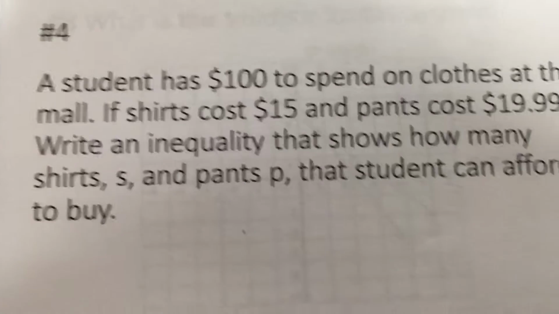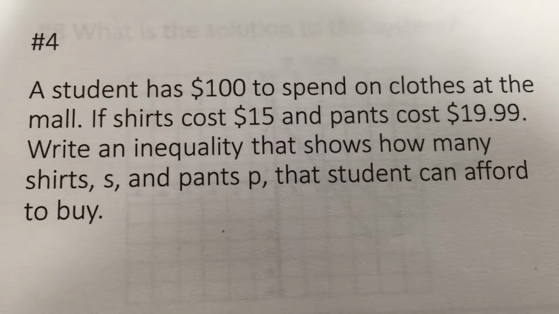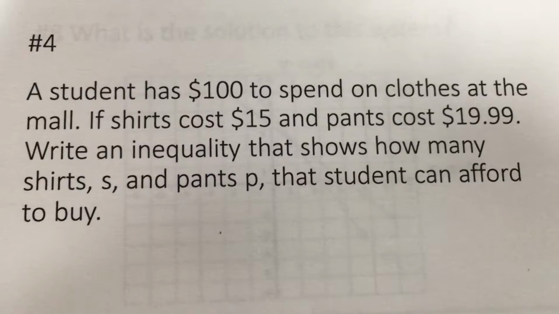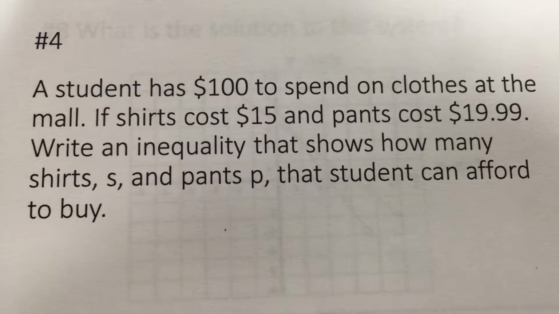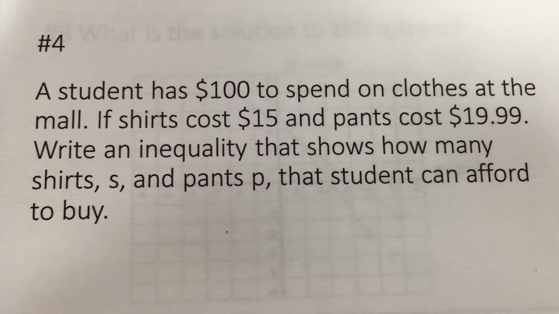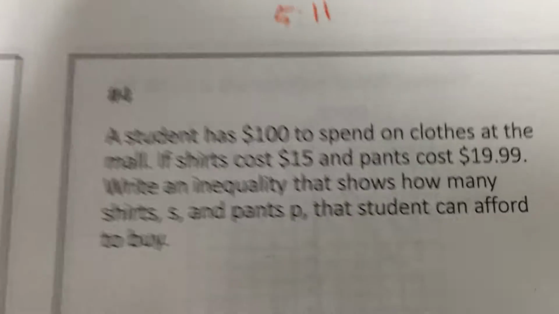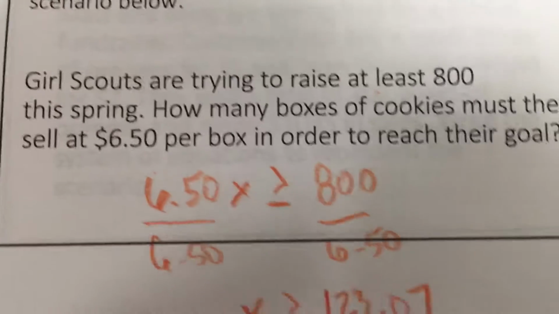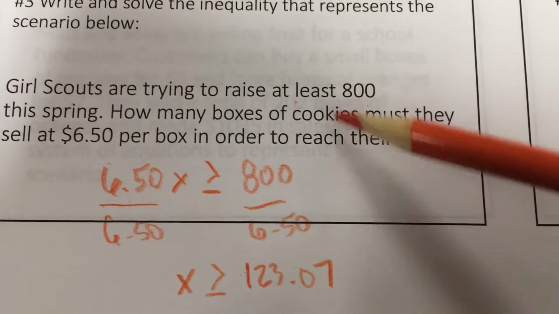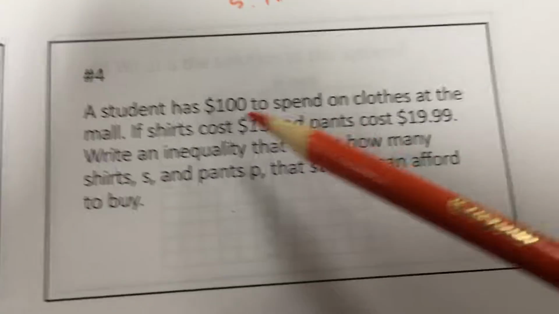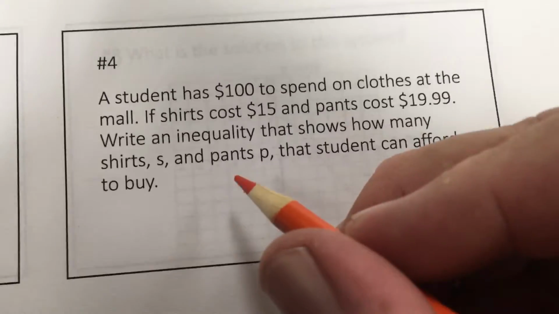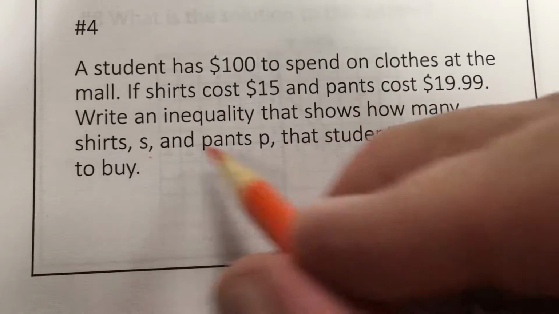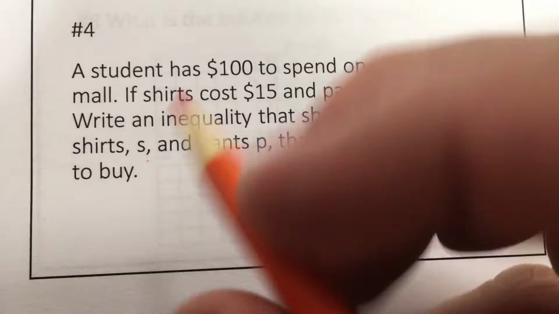Number 4, a student has $100 to spend on clothes at the mall. If shirts cost $15 and pants cost $19.99, let's write an inequality that shows how many shirts and pants that student can buy. So again, we're writing an equation just like number 3, but now we have 2 variables. In number 3, we just had to deal with cookies. That was the only variable, how many boxes of cookies. Here, we don't know how many shirts or how many pants we're gonna buy. So we're gonna use 2 different variables. You can use X and Y, you can use S, or they ask us to use S and P, so that's what we're gonna do in this problem.